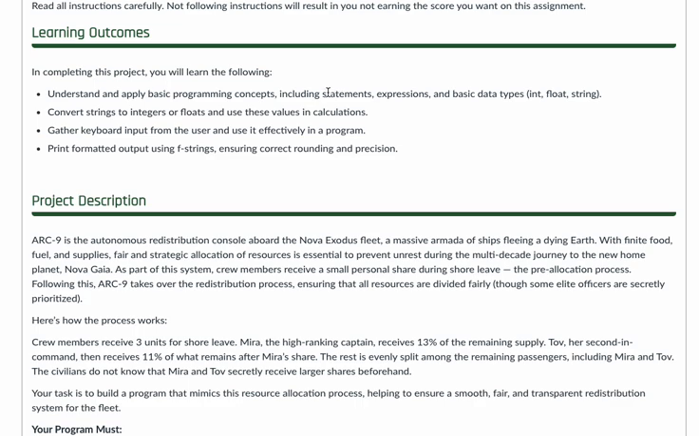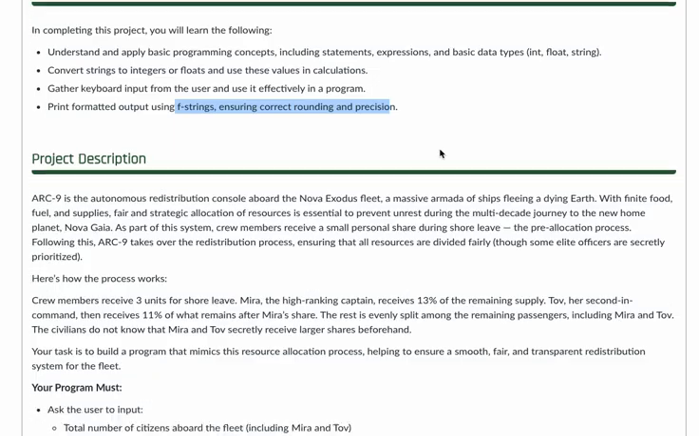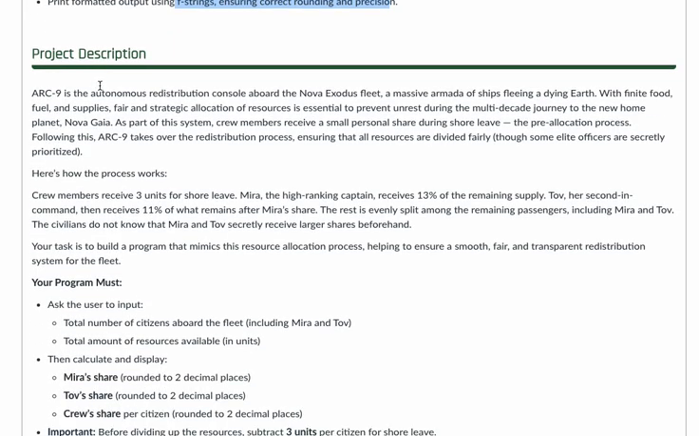So what are the basic things? Statements and expressions, basic data types, then data type conversion, then getting the input from the user through the keyboard and how you can use it effectively in the program, then definitely your calculation, and finally you need to print it using a specific given format, using an F-string with correct rounding and precision. Well, definitely you need to read the project description by yourself, but I'm just recapitulating here again.